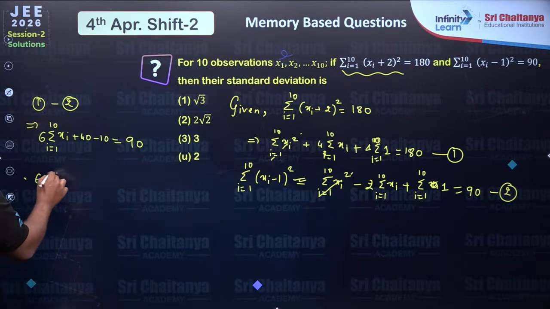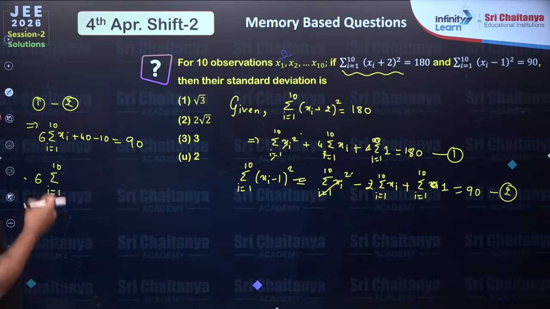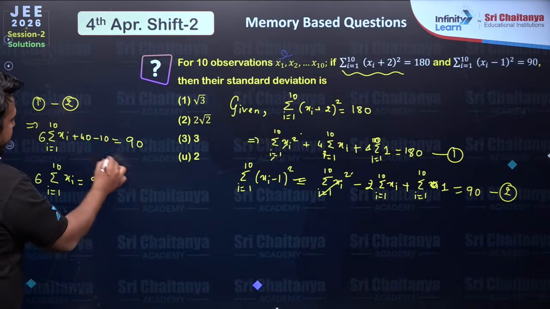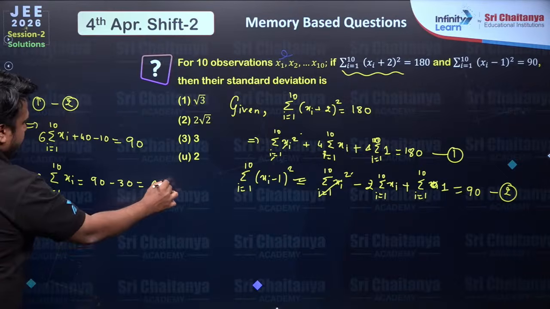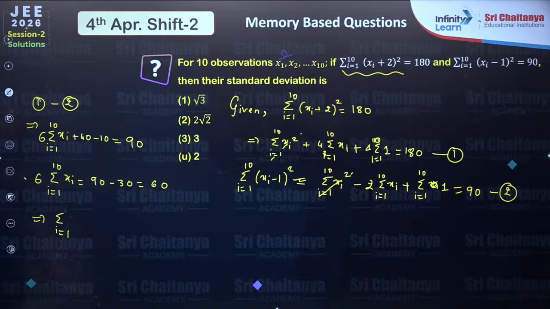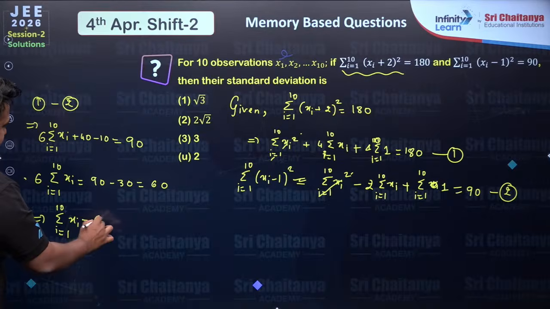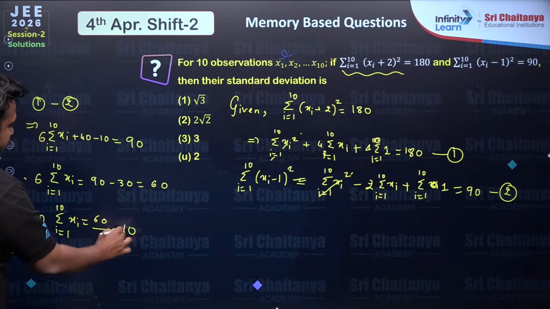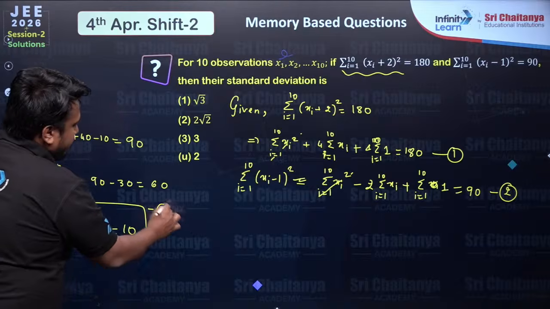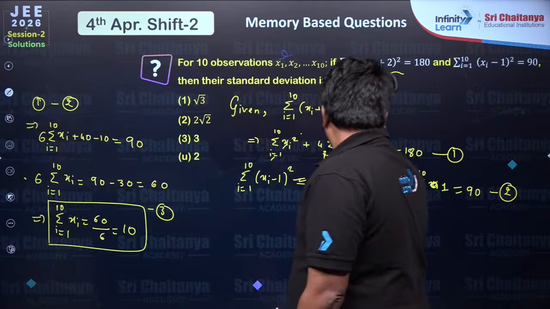So 6 times summation i equal to 1 to 10, right? Summation xi is equal to 90 minus 30, which is equal to 60. So I can have summation i equal to 1 to 10 of xi as 60 upon 6, which will be equal to 10, right? Now substitute this value in any of the equations. Let's say this is equation 3. I am substituting it in equation 2.